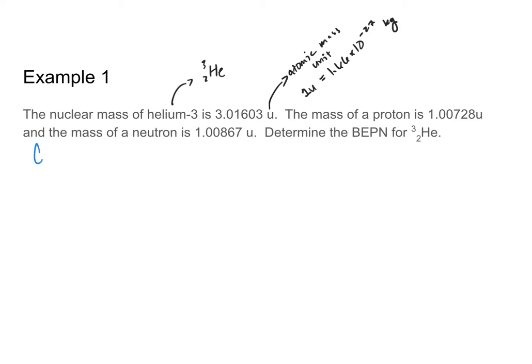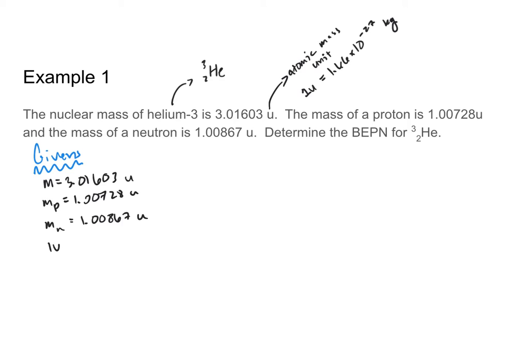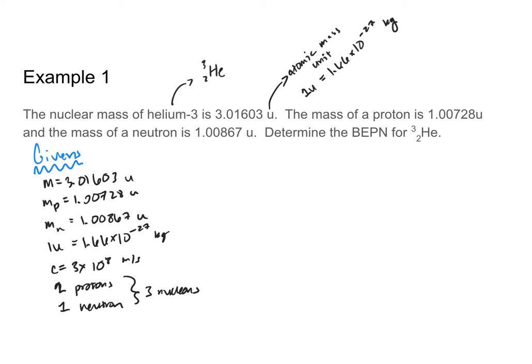So our givens are the mass of helium, which I'm just going to call little m, which is 3.01603 U. The mass of the proton, or MP, which is 1.00728 U. Just so you know, the mass of the proton can be found in your data booklet. And we know the mass of the neutron is 1.00867 U. We also know that 1 U is 1.66 times 10 to the negative 27th kilograms. And we know that c is 3 times 10 to the 8th meters per second. We also know that we have 2 protons, 1 neutron, for a total of 3 nucleons. And that, my friends, means that we're ready to write down our unknown, which is the binding energy per nucleon.